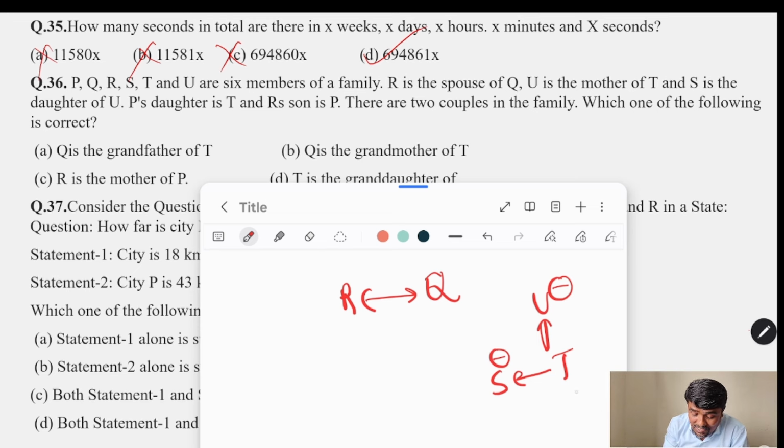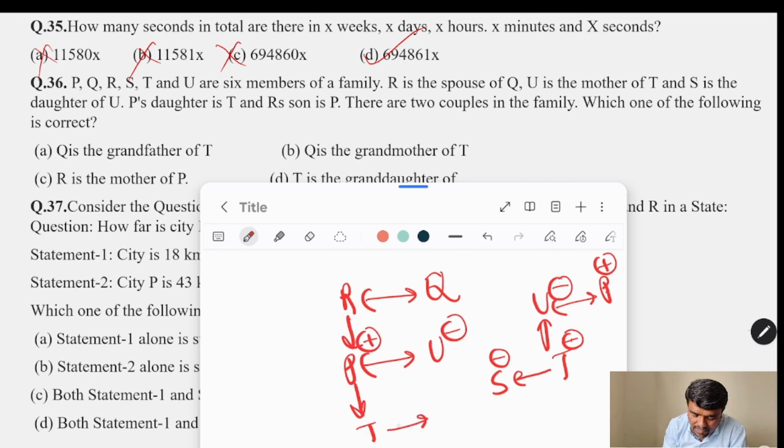P's daughter is T, not P is the daughter of T. Okay, P's daughter is T, which means T is a lady. R's son is P, so this P will come here. This is Q. And here T and S. S is a girl, T is also a girl. Okay, these are the given things.